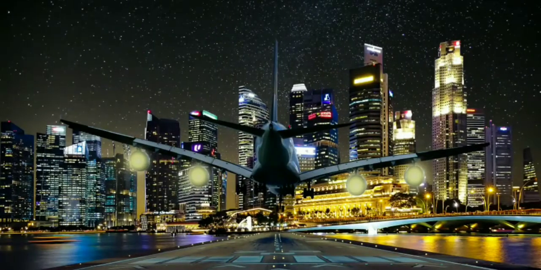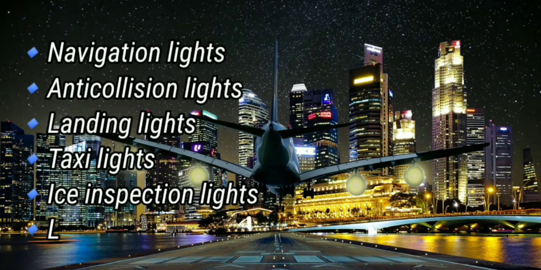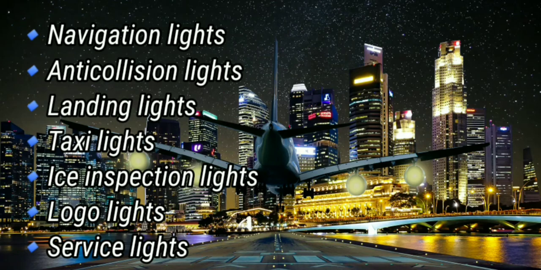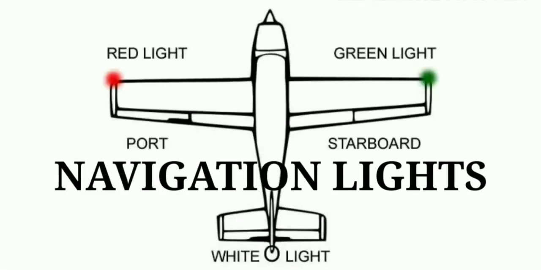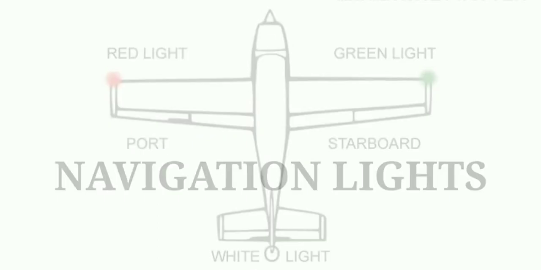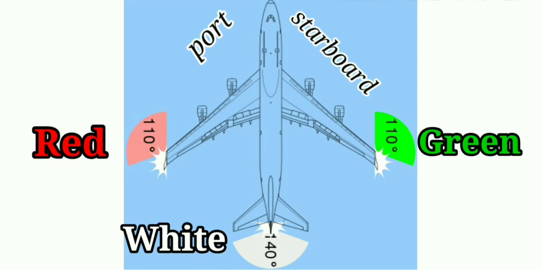In external lighting of aircraft, we will see the navigation lights, anti-collision lights, landing lights, taxi light, ice inspection lights, logo lights, and service light. First we see the navigation lights. Navigation lights are a legal requirement for night flight. It is agreed on an international basis and set out in the rules of the air and in the air navigation and air traffic control regulations. Navigation lights are divided into three lights: green light, red light, white light.